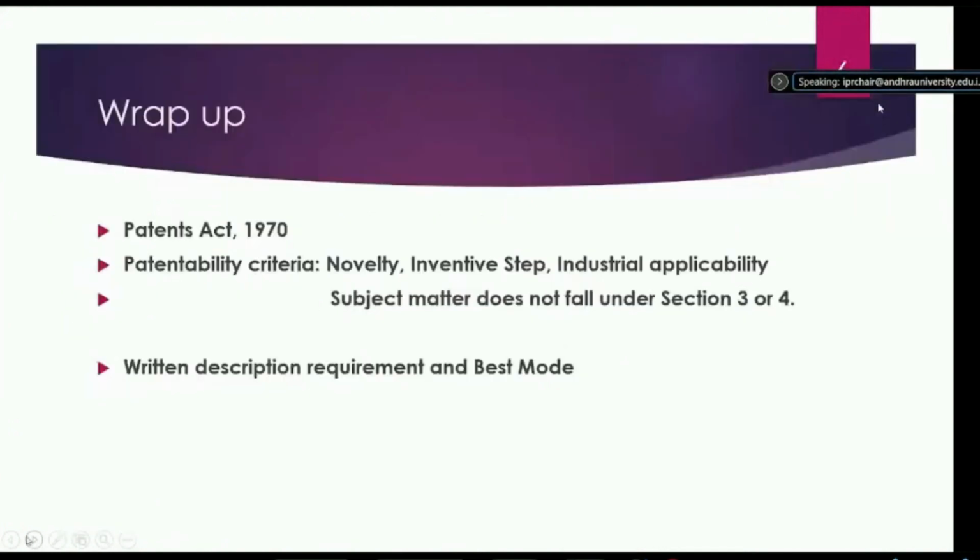So the wrap up to this was: the Patents Act was in 1970. The criteria are the same thing, I'm not going to repeat. Subject matter that falls under section 3 or 4 will not be called patentable. Then apart from satisfying all these criteria, there is something called the written description requirement, that is enablement, how your application is enabled, whether you have provided sufficient details or not. And the best mode, you have to put these things in your application. So this is the wrap up of the previous class.